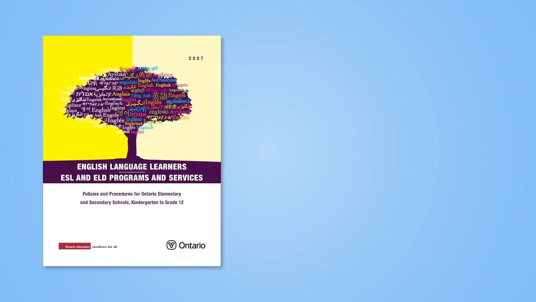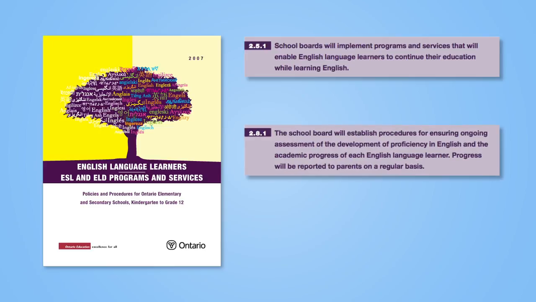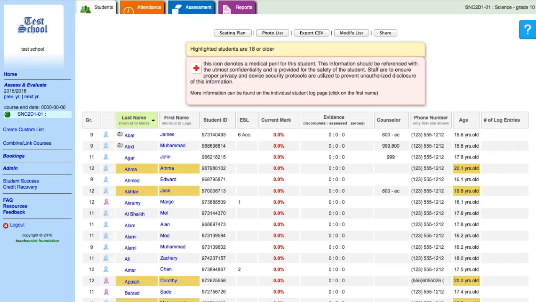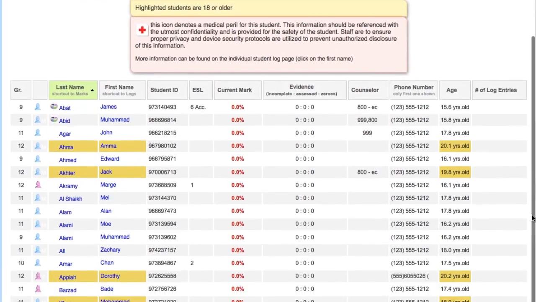The Ministry's English Language Learners Policies and Procedures document outlines the requirements for implementing ESL/ELD programs and services and procedures to ensure the ongoing monitoring of each English language learner. Beginning in September 2015, information regarding the program level of all English language learners has been fed from Trillium into class lists inside Teach Assist. Information about the student's ESL level 1 to 5 now appears beside the student's name. These levels correspond to ESL courses A through E, depending on the student's course enrollment.